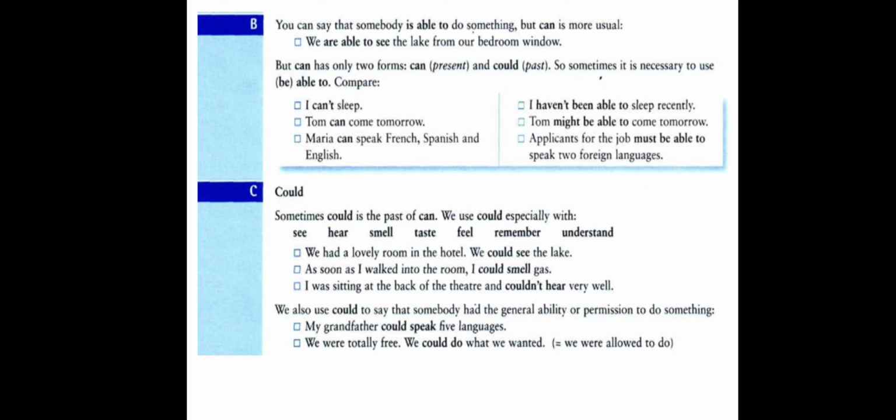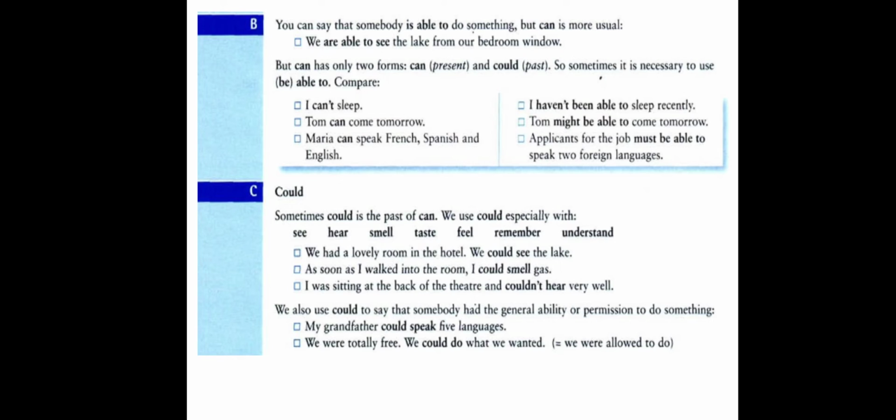My grandfather could speak 5 languages. When a person speaks about his grandfather, it means in the past. So we say, my grandfather could speak. In the past we use could plus the base form, speak 5 languages. So we say my grandfather could speak 5 languages.